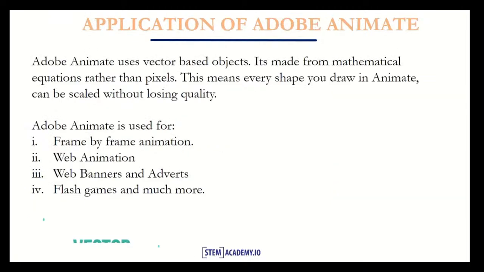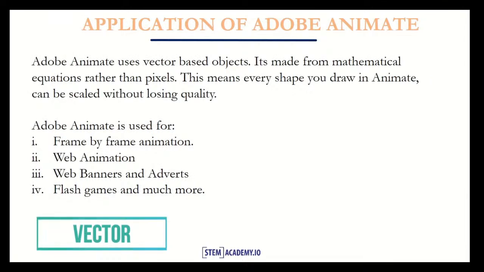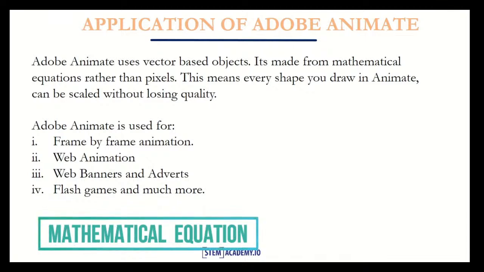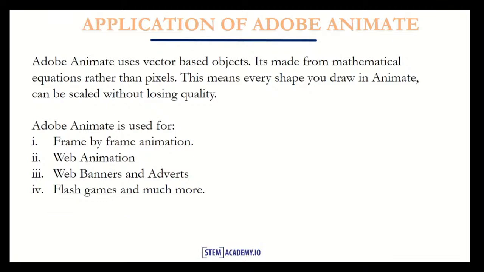Adobe Animate uses vector-based objects. It is made from mathematical equations rather than pixels. This means every shape we animate can be scaled without losing quality. Adobe Animate is used for frame-by-frame animation, web banners and adverts, flash games, and much more.